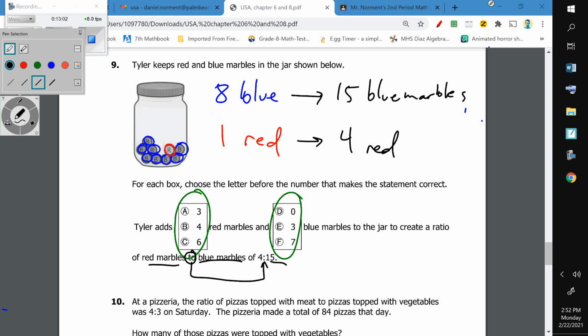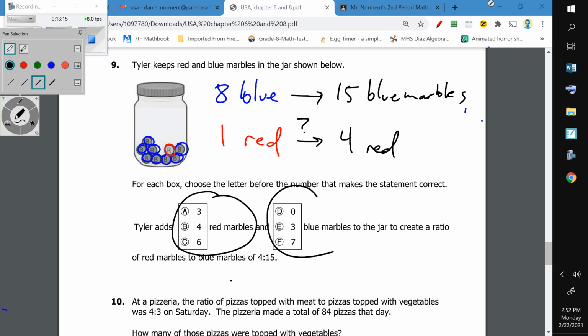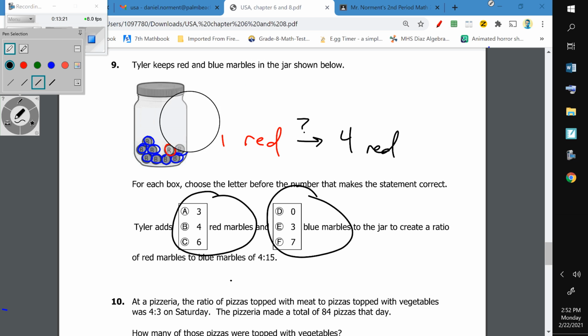So they just want to know how many blue marbles. No, let's start with the red first, because look, that's first here. How many red marbles do you need to add to make 4? And how many blue marbles do you need to add to make 15, if you start with 1 red and 8 blue? That should definitely make it easy for you to do.